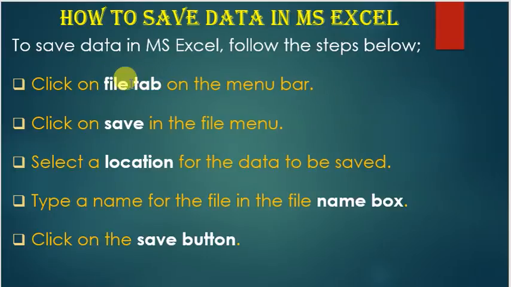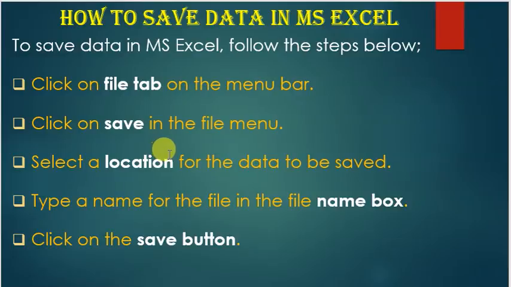When this is clicked, it gives a menu which is referred to as the File menu. When the File menu opens, it contains some commands that can be used to print, save as, export, and publish files. So here we are to save a data in Excel. After clicking on the File tab on the menu bar, you then click on Save As in the File menu. When Save As is clicked, you select a location.